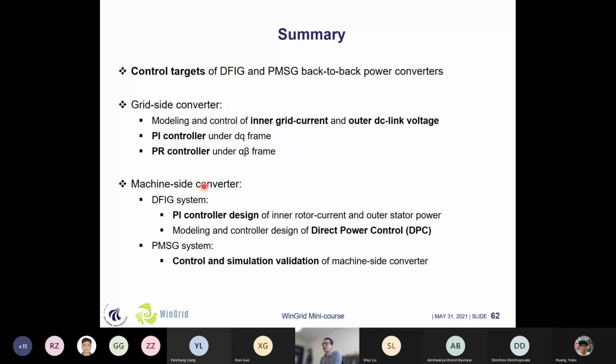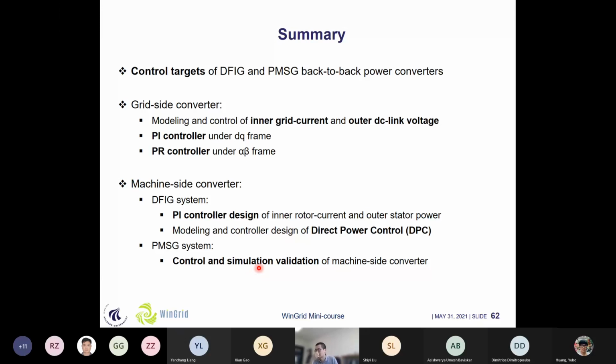And if we talk about the machine side converters, then we need to divide them into two parts because the models of the DFIG and the PMSG are different. For the DFIG system, we went through the controller design procedures of the PI controller in terms of the inner rotor current and the outer stator power. We also introduced a bit how to use direct power control instead of vector control, and showed how we can model and control the system with direct power control. And finally, we also talked about the PMSG system, and did some control modeling of this machine and some simulations to verify whether the machine side converter can be well controlled.